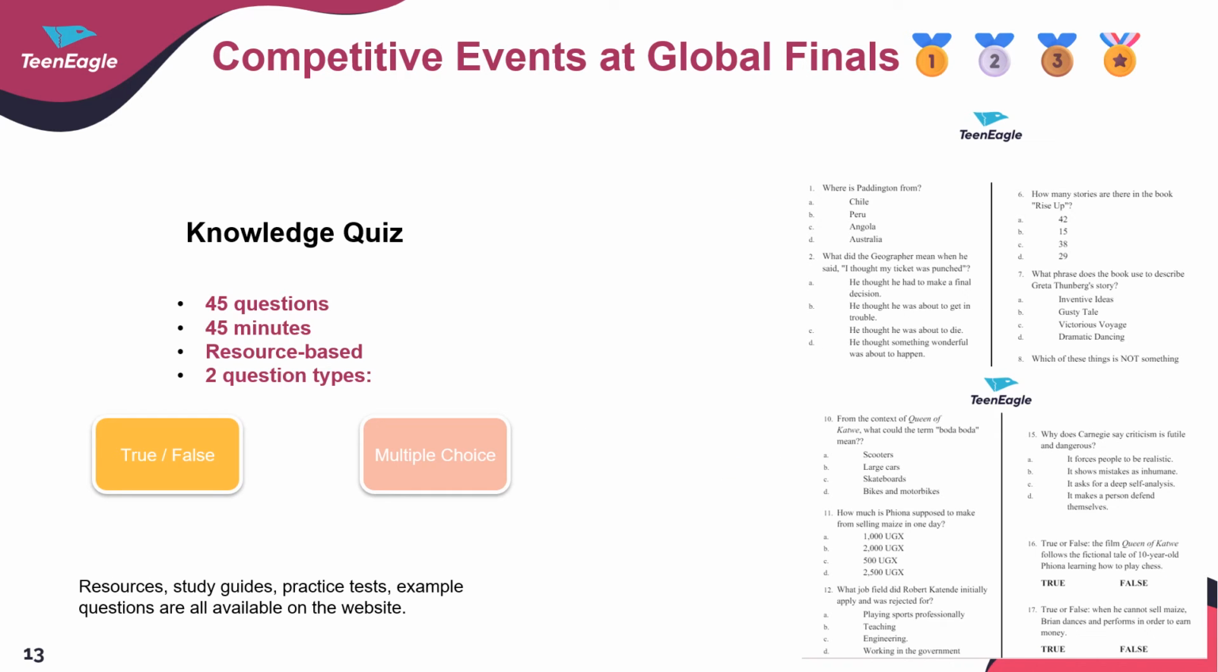The last part of your Global Finals competitive events is the knowledge quiz. You should all be familiar with this as you did the knowledge quiz online to be qualified for this event. So just to refresh your memory, it's 45 questions in 45 minutes, all resource-based, and there's 2 question types, true or false or multiple choice.